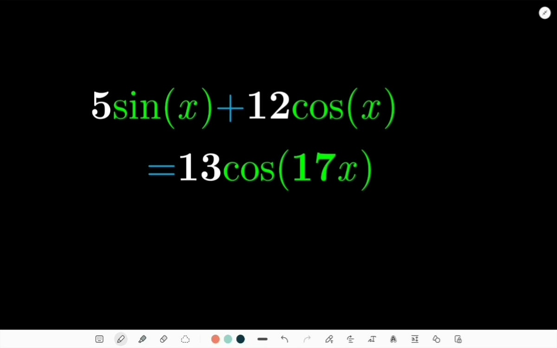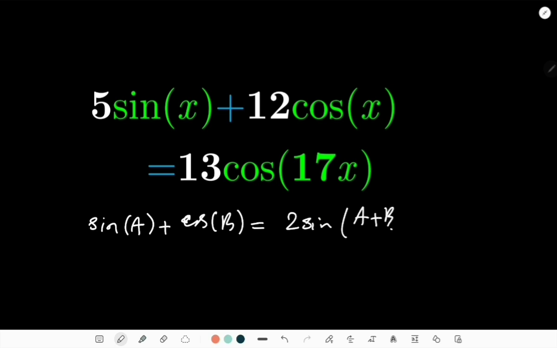Now let us jump right into the realm of trigonometry and unlock the secrets of this equation. So we have 5 sine of x plus 12 cosine of x is equal to 13 cosine of 17x. Generally speaking, when we have something like sine of a plus, let's say, cosine of b, we know that this can be written as 2 sine of (a plus b) over 2 times cosine of (a minus b) over 2, okay? The problem here is we have some ugly coefficients, or are they?